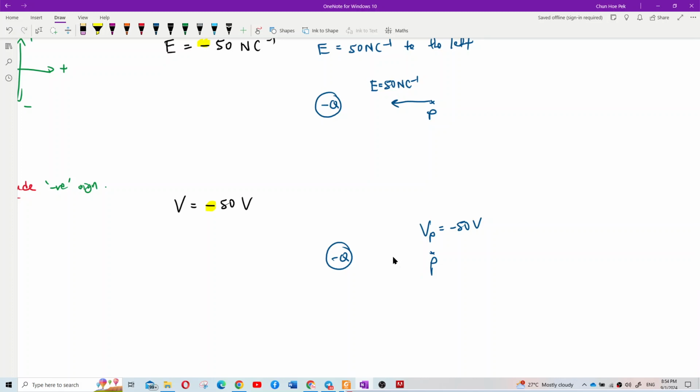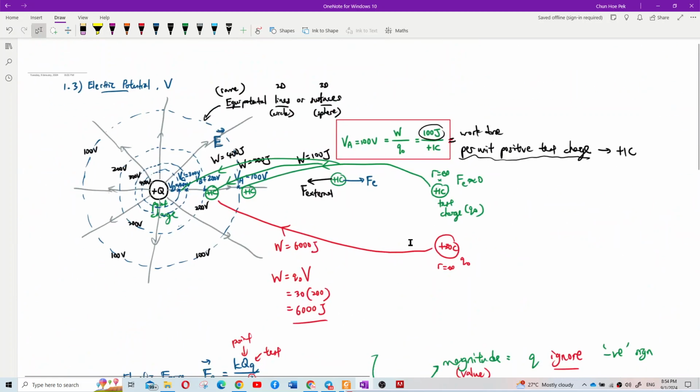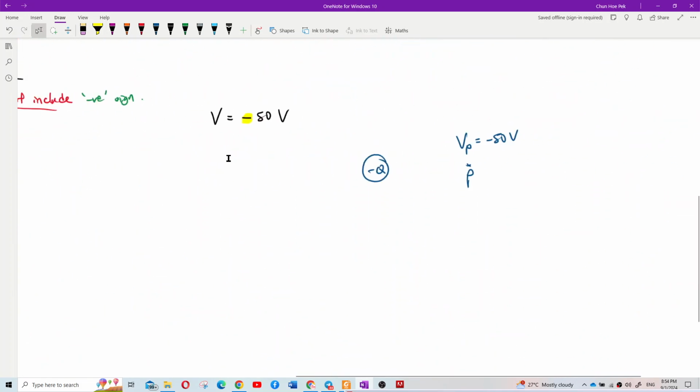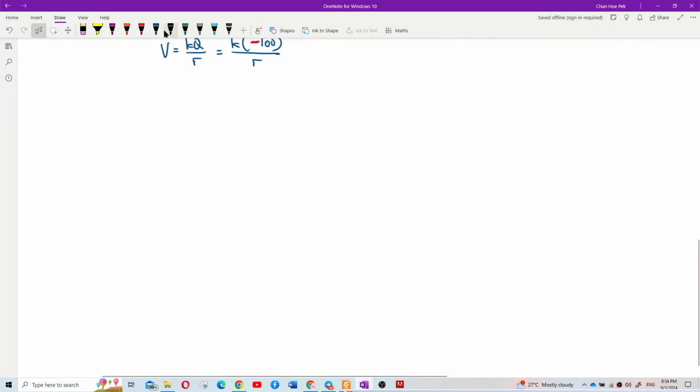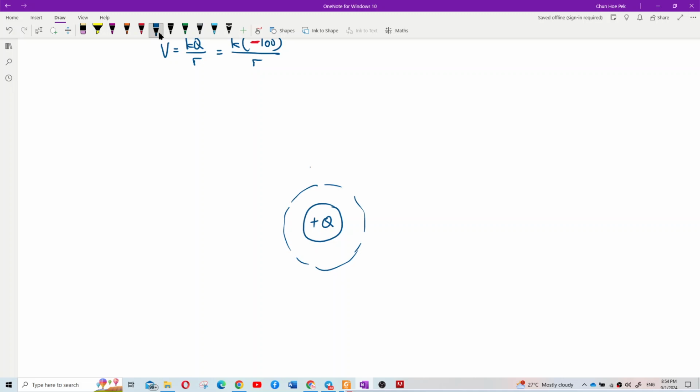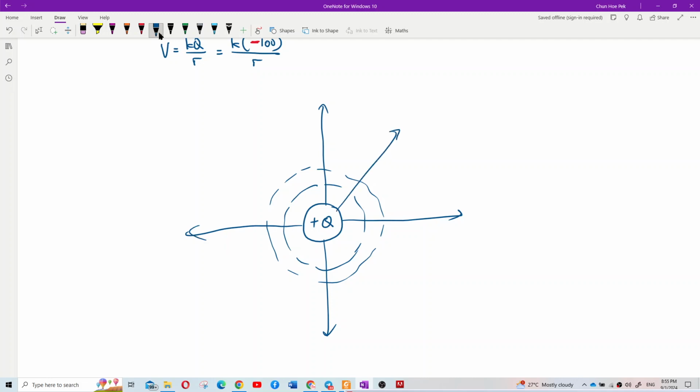You will see something like this, class. I'll tell you first. If you have a positive charge over here, let's say I put it as a positive charge, so we know the electric potential. You will see something like this. I tell you first, class. I always tell my students things they will discover later on.